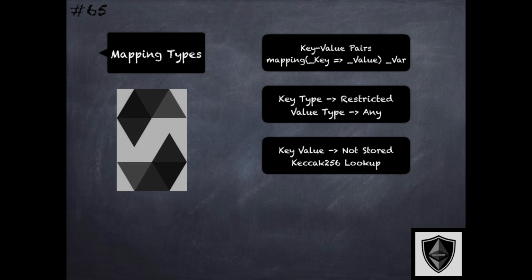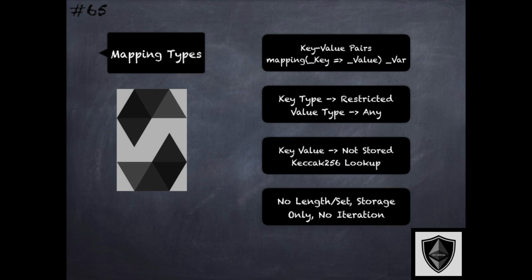The key data is not stored in a mapping. It is only used to look up the value by taking a Keccak-256 hash of that key data. They also do not have a concept of length or a concept of a key or value being set in the mapping. They can only have a storage data allocation, so they're only allowed for state variables.